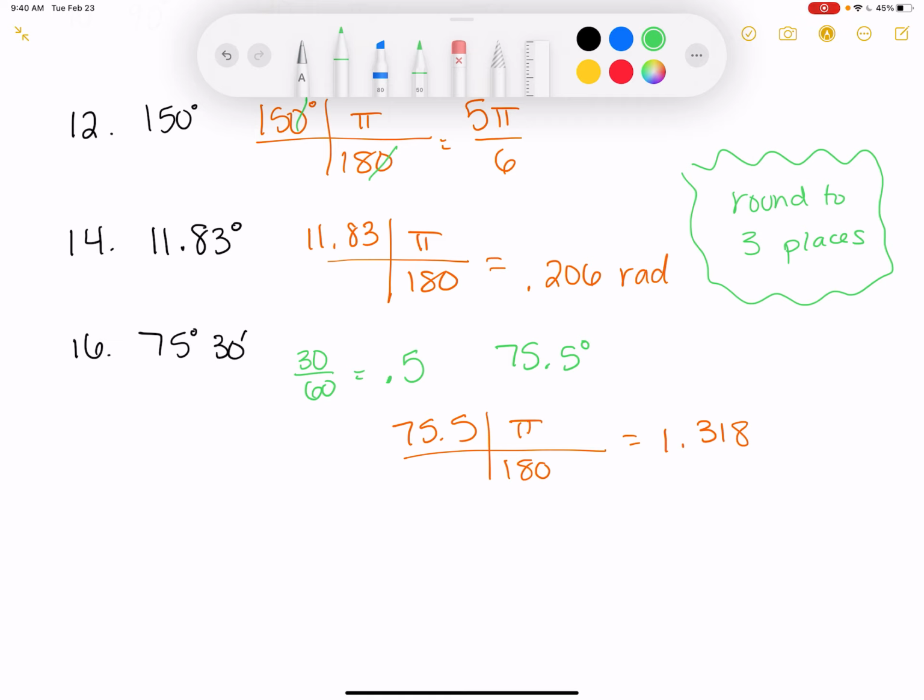All right. Let's see. The next one's convert from radians to degrees. So are we supposed to put a radian sign at the end of that? Yes, we are.